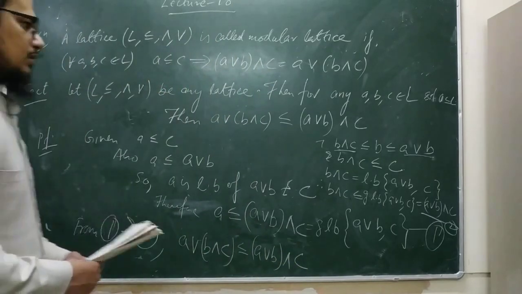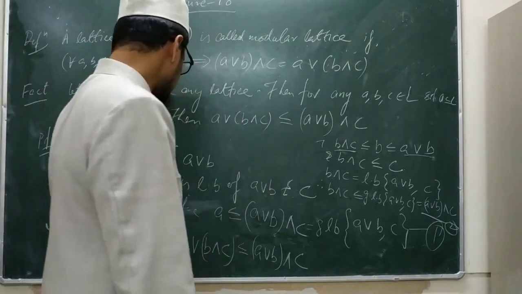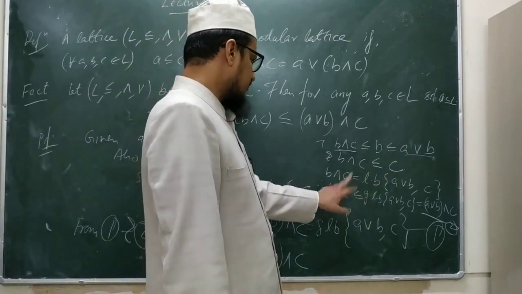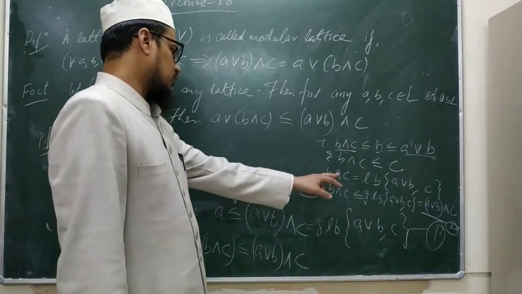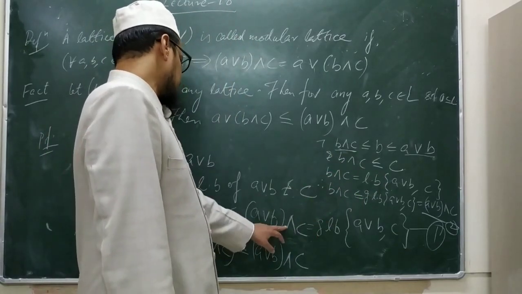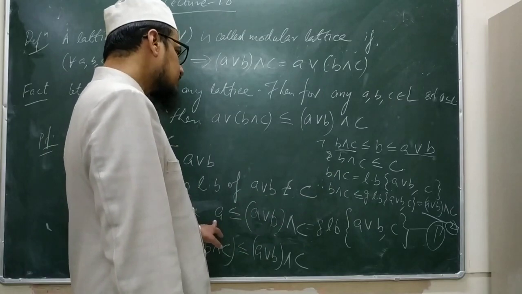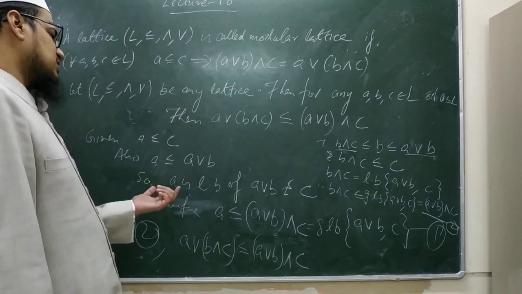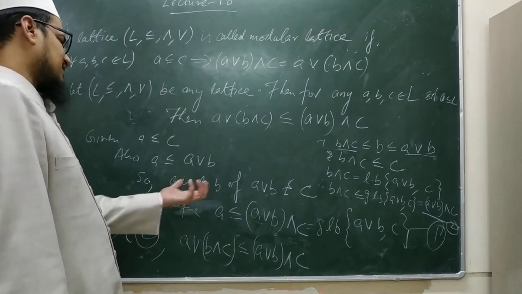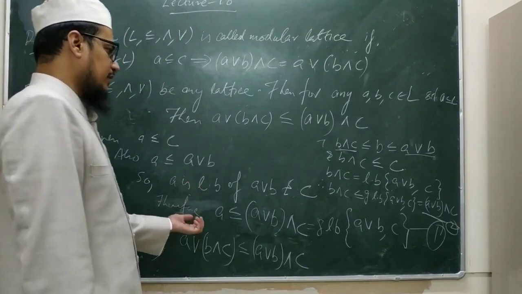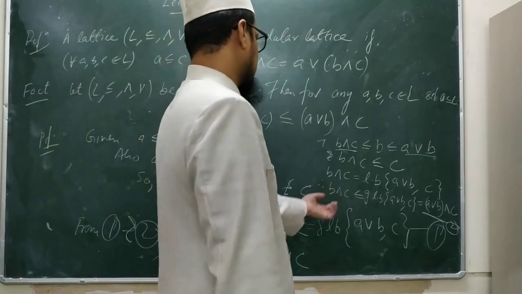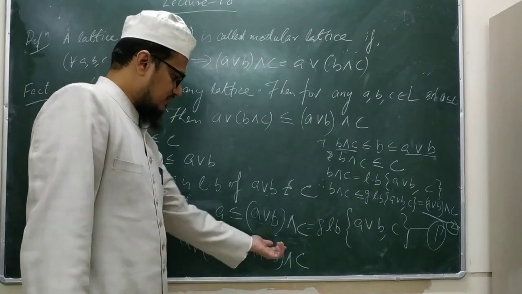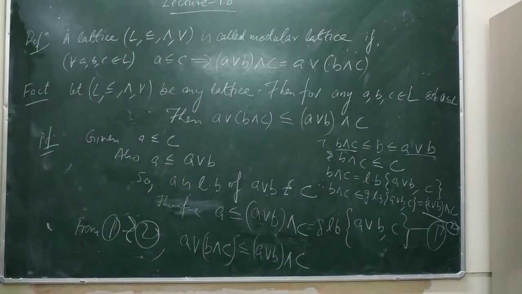Is it clear? Since from 1 and 2 we observe that A join (B meet C) is an upper bound of B meet C, and from 1, A join (B meet C) is an upper bound of A, correct? So of course A join (B meet C) is greater than or equal to the least upper bound of A and B meet C. And what is the least upper bound of A and B meet C? That is A join (B meet C), so it is less than or equal to. In this way, this fact is proved. Correct?